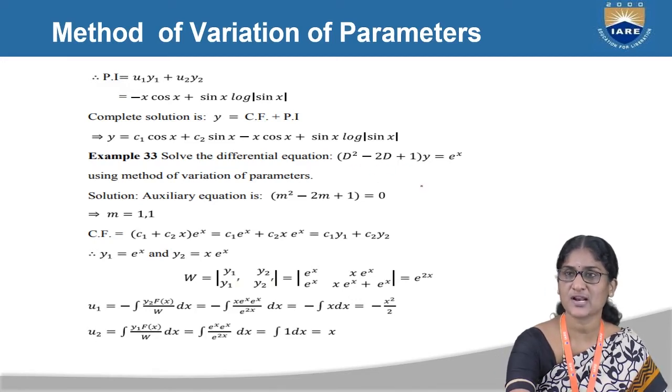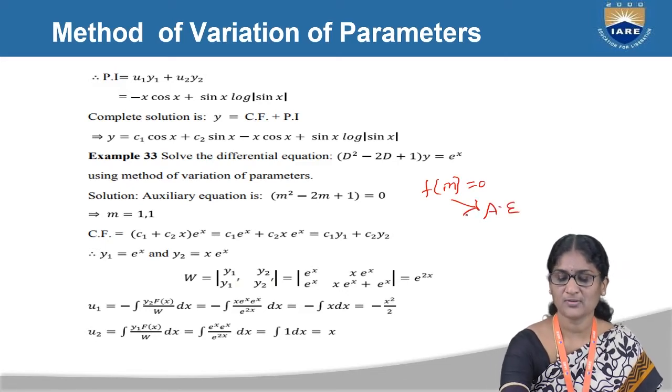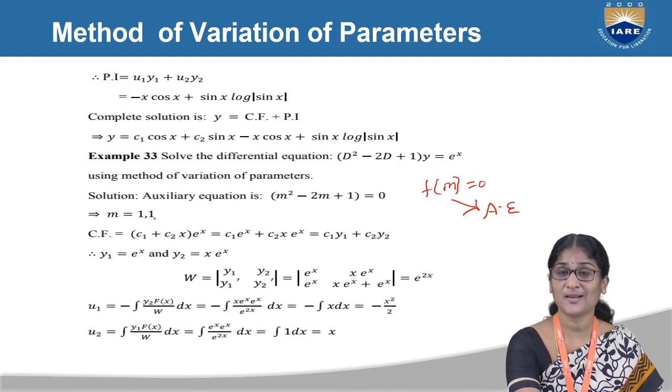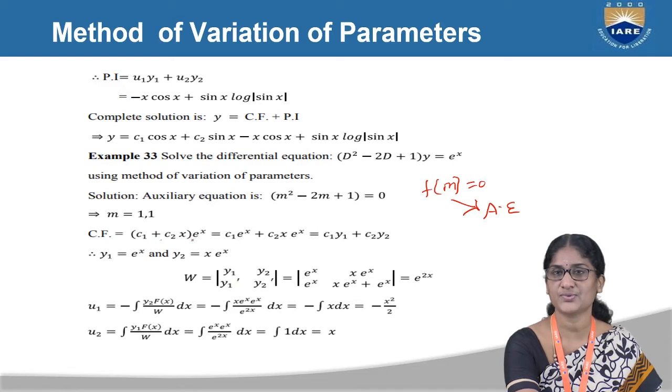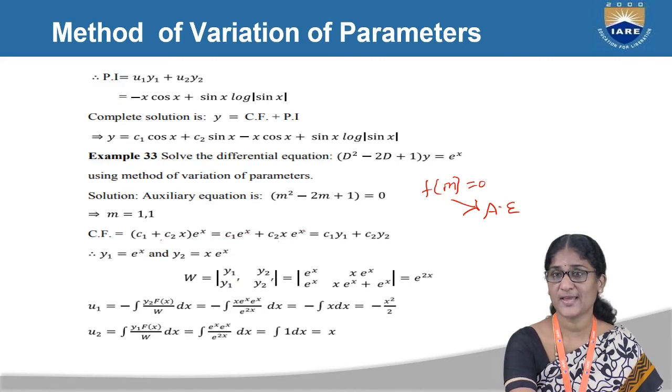Wherever D is there, you substitute m. So you are going to get f of m equal to 0, which is nothing but the auxiliary equation. So I have taken this to find out the auxiliary equation. Now, I have two roots which are real and repeated, 1, 1. The complementary function is (c1 plus c2 x) into e power x, which can be written as c1 e power x plus c2 x e power x.